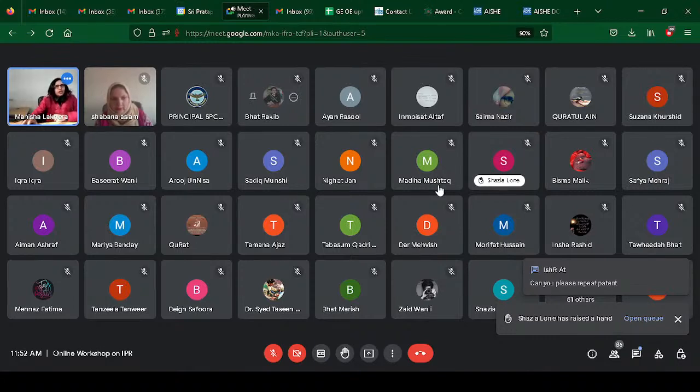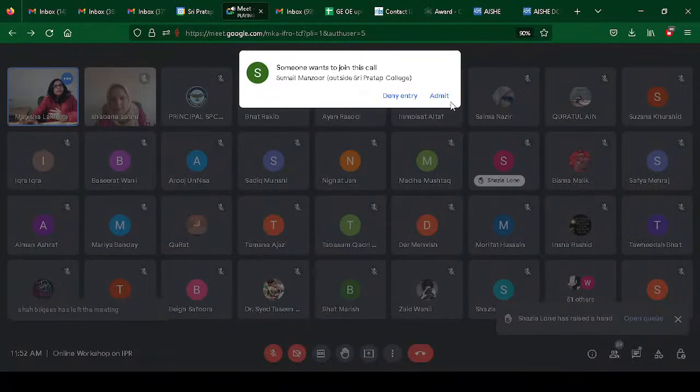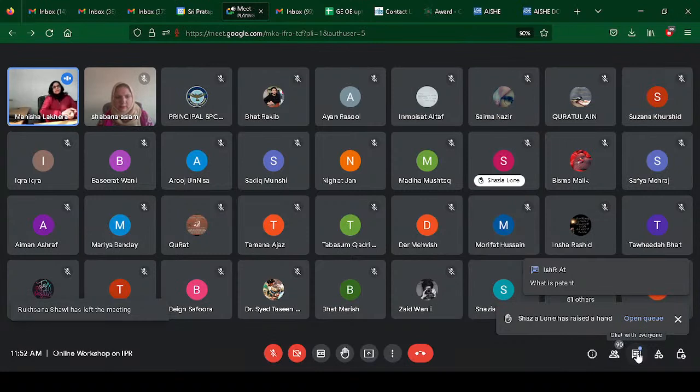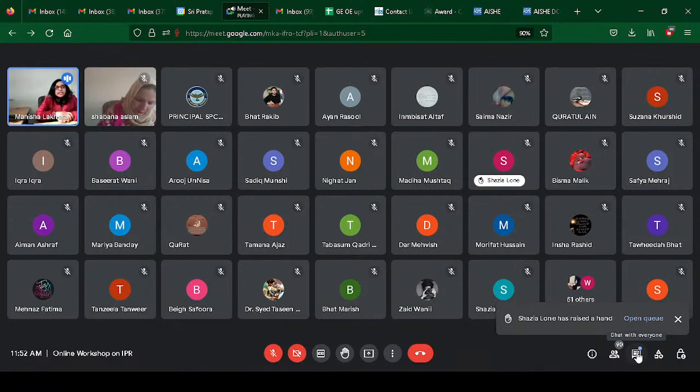Okay. What do you want to know about patent? Somebody asked me to repeat patent, so I just want to know. Okay, what is patent? Patent is a right which is given to a patentee for his invention, and according to this, a person can prevent others from using, making, or selling his or her invention without authorization.